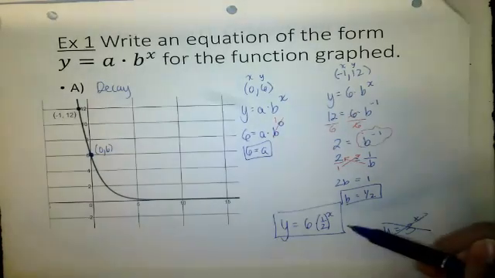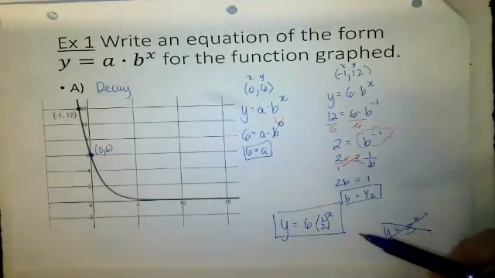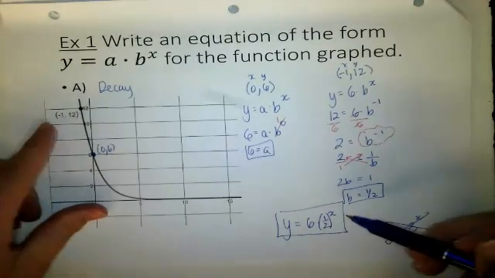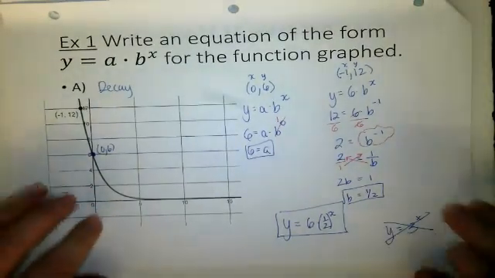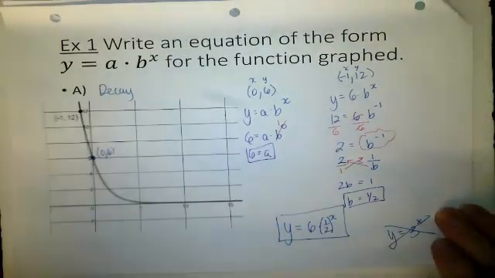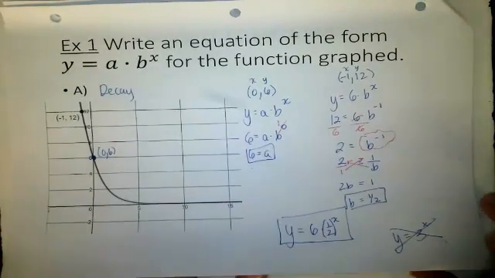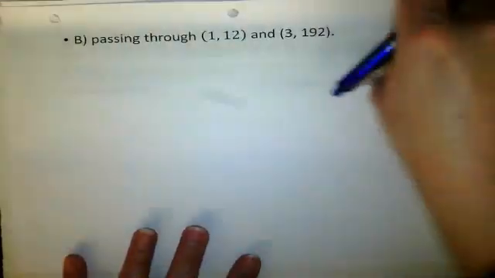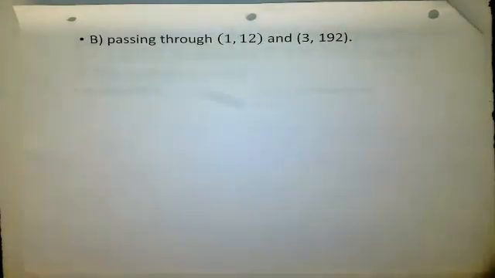Can you check this answer? Yes, of course. It's an equation. It has an x and a y. Plug it in. Use trace to check your ordered pairs. Absolutely check these things against your given information. All right, let's try another one. So this one is passing through (1, 12) and (3, 192).